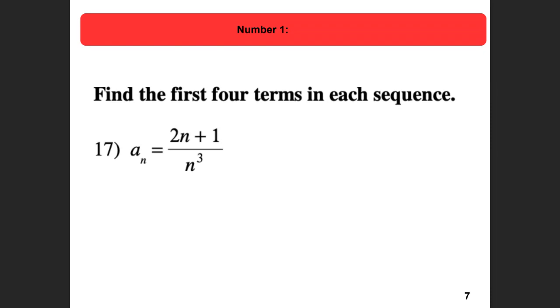So if I put 1 in there, and usually you could write it out, a of 1 equals, and then you'd put 1 in here. So that's 3 over 1, which is 3. So you can put 3 or 3 over 1. What is a of 2?